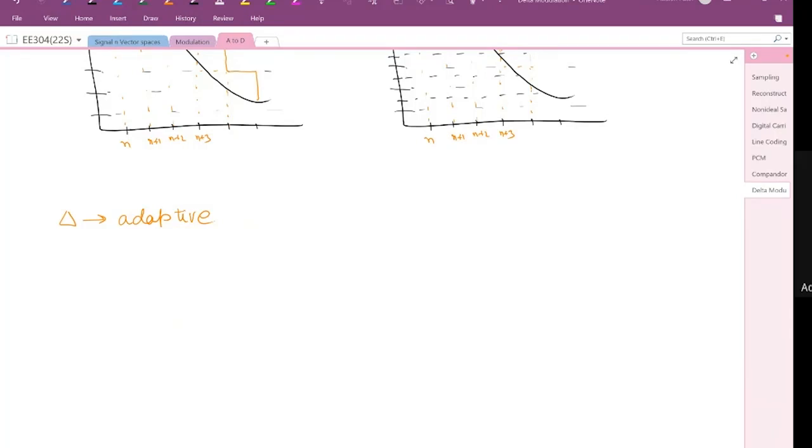There is a similarity between pulse code modulation and delta modulation. Let's talk about this in the next lecture, we are already short of time. Let's stop at this point.